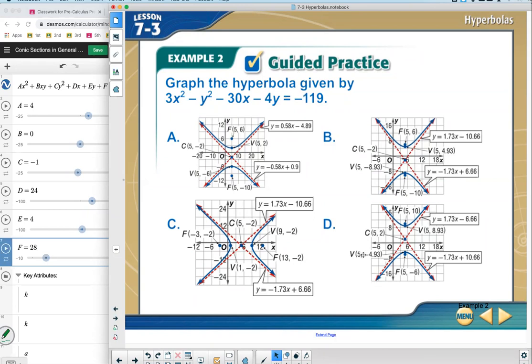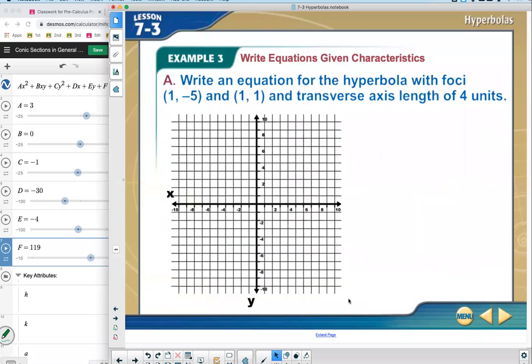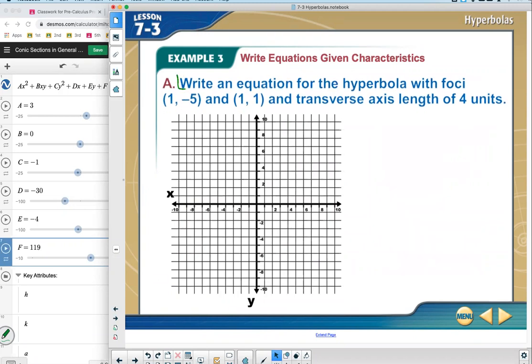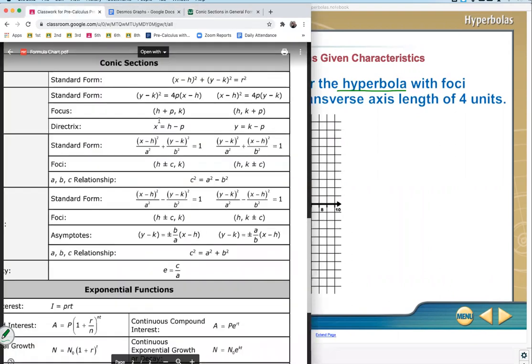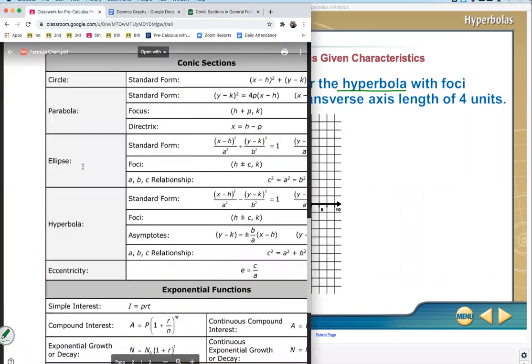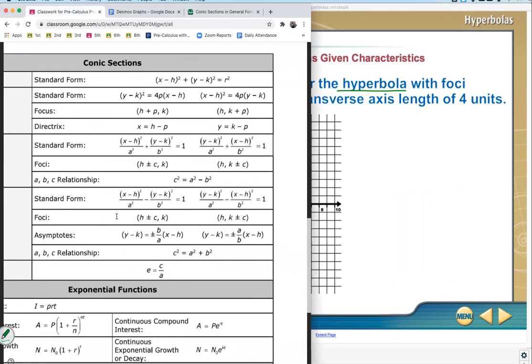DOL number 2. Example 3. Let's write an equation for hyperbolas. Okay, so for this unit, anytime you write an equation, what I would highly recommend is to go to the formula chart and find the equation for the shape you're looking at. So in this case, we are looking for a hyperbola. So I'm going to go to the standard form of a hyperbola and copy down what's consistent between the two.